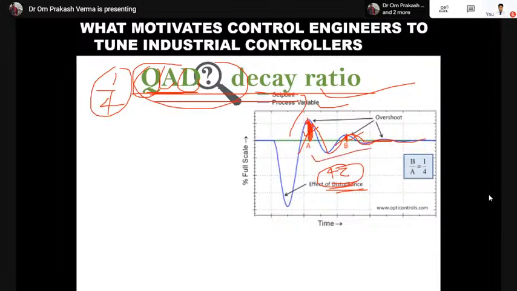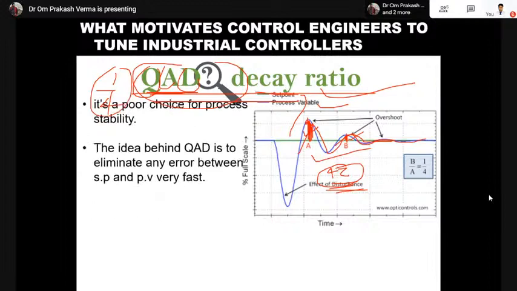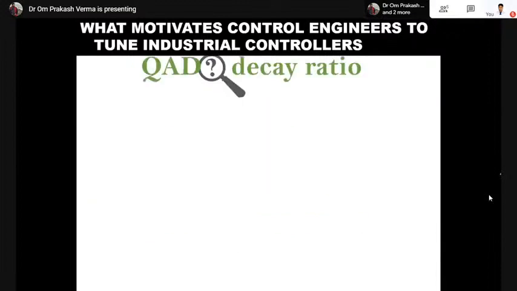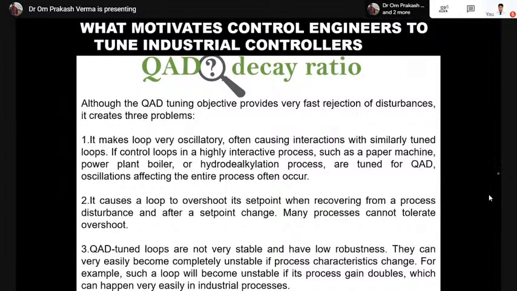Therefore we have defined it like this: the ratio of a and b should be 1 by 4. However, it is a poor choice for process stability. I told you before this is not a very good choice, but it is one of the choices. The idea behind the QAD is to eliminate any error between the set point and the process value very fast, so we can achieve the settling as soon as possible.